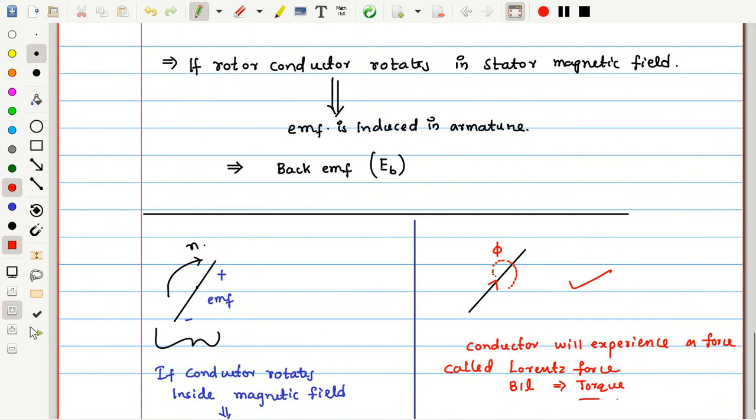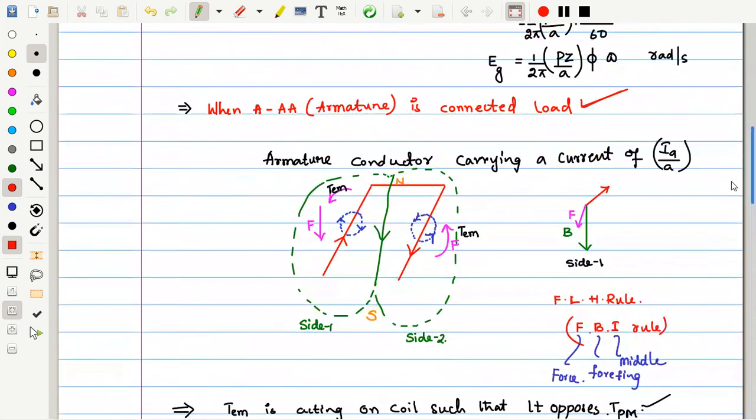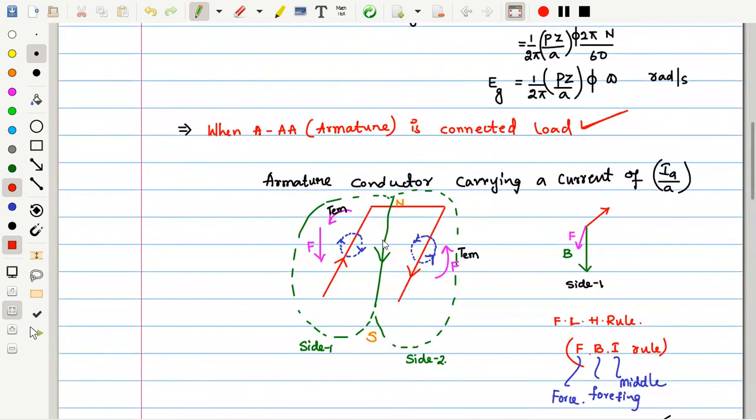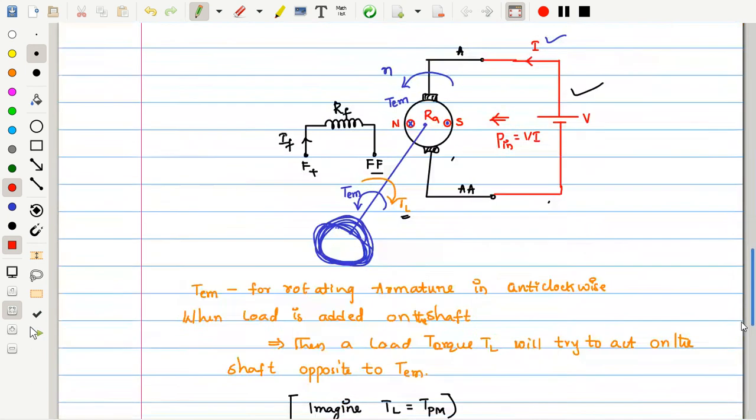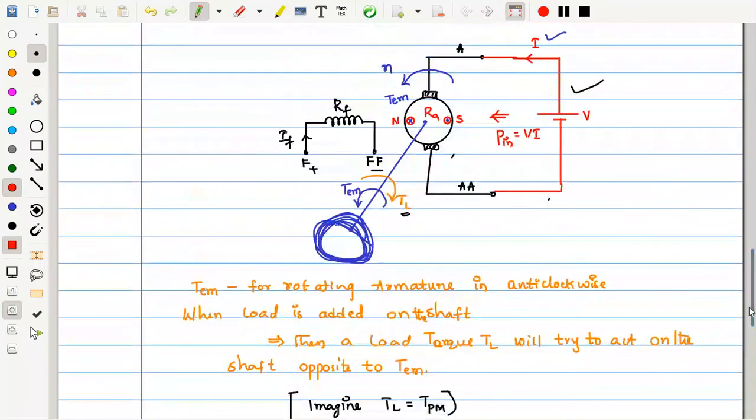That force will try to develop as a torque, which we call the electromagnetic torque in case of a generator, which tries to act opposite to the prime mover torque. We had seen more clearly with the help of various principles how the opposite torque is produced from Fleming's left hand rule. Fine.